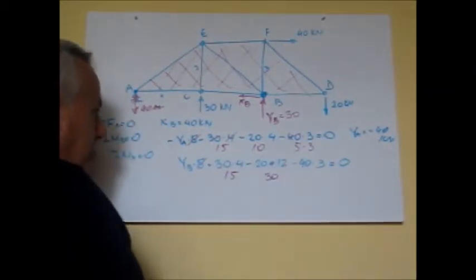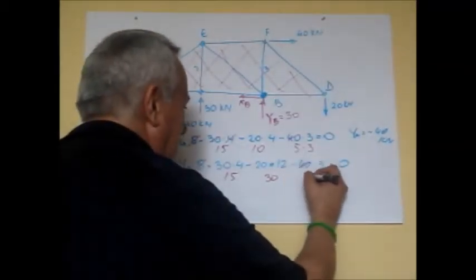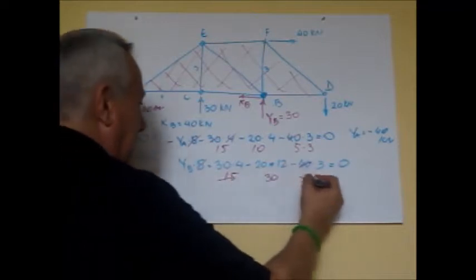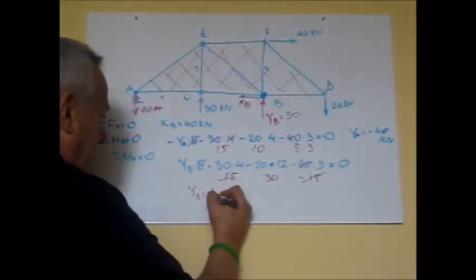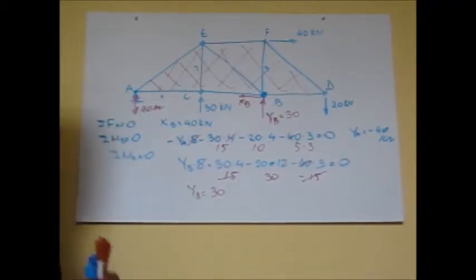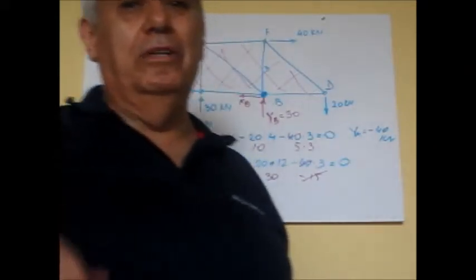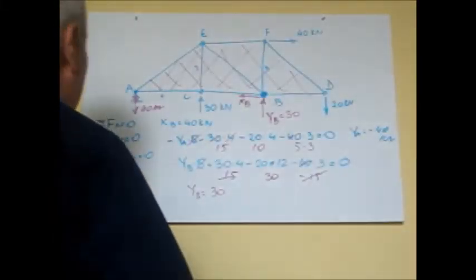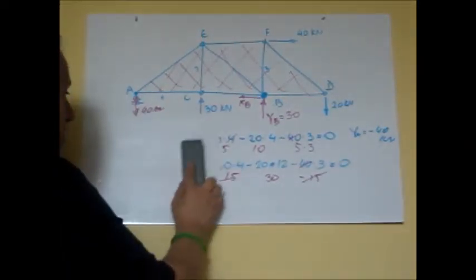Because 240 divided by 8 is 30, and this I have here minus 15. So I'm going to have 15 and 15 neutralize, YB equals 30. So this is the result. If we find the reaction wrong, everything is going to go wrong. I'm going to pause it, and now let's find the forces. So now we have the reaction, let's find the forces in the system.